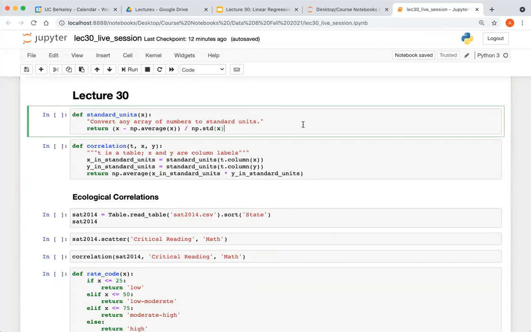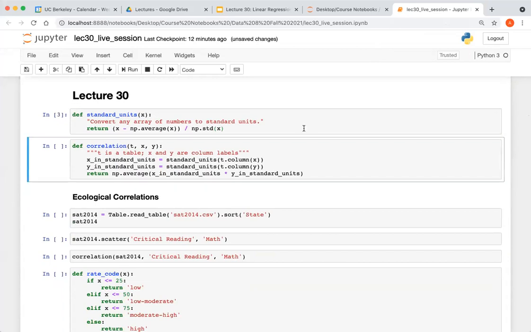The conversion to standard units is a function that we have written a couple of times. And last time we said, okay, once we have a function that converts an array to standard units, then we can convert each of 2 arrays to standard units, multiply the standard units and take the average, and that will give us the correlation. So correlation is a function that takes a name of a table and the labels corresponding to your 2 variables, and then returns the correlation between those 2. So let's run these 2.